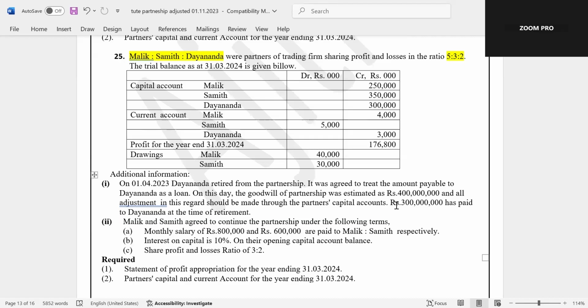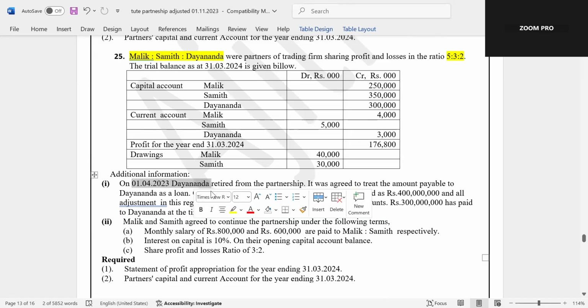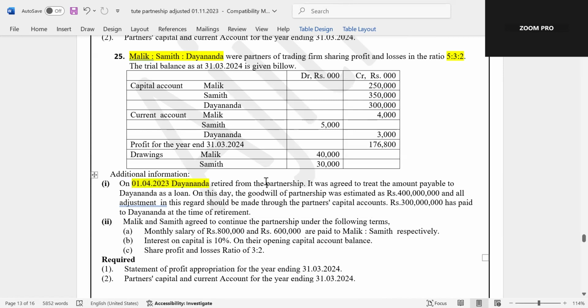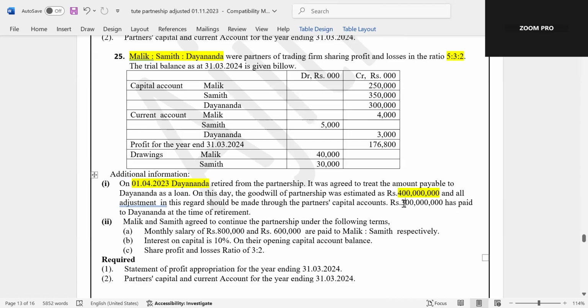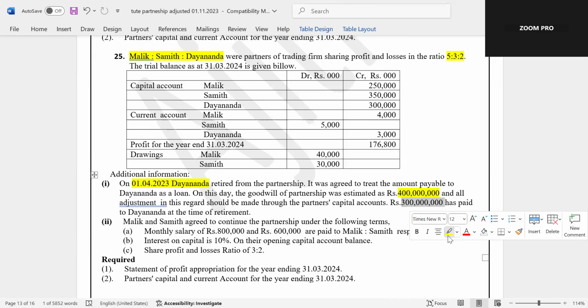They think retirement at the beginning of the year. The retirement is at the beginning of the year, so this retired partner is not in this year. Then we cannot distribute this year's profit to him. Retirement at the beginning of the year. Therefore, the retired partner does not give their contribution to generate profit. And given goodwill of the partnership is 400 million, as well as at the time of retirement, paid in cash is also given, 300 million, at the time of retirement.